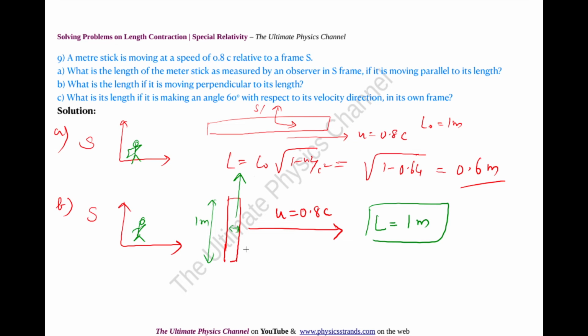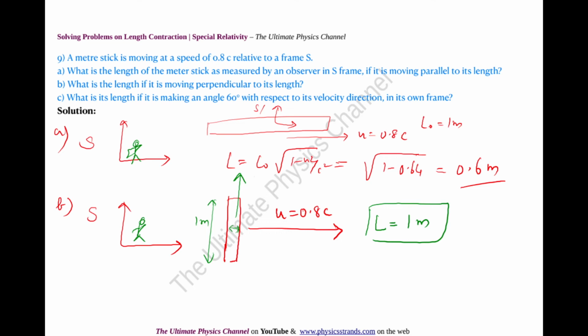The second part of this question has answer 1 meter only. Third part, what is its length if it is making an angle 60 degrees with respect to its velocity direction in its own frame? So let me go to the next page to do that.